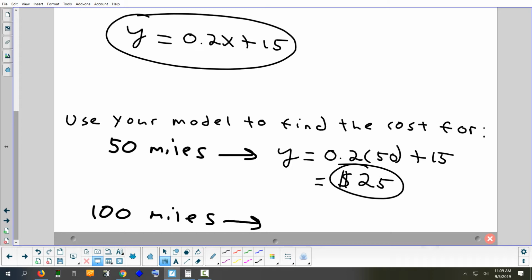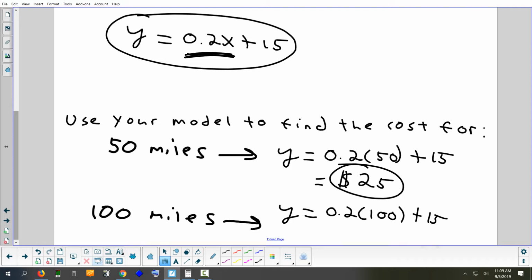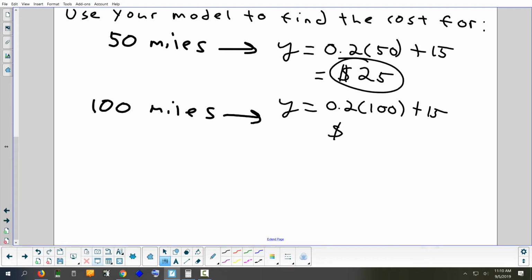Because not everything is doubled, right? Only part that's doubled is the mileage part. You don't double the 15. That's like a one-time fee you pay to rent the car. So y equals 0.2 times 100 plus 15. As Zach said, that comes out to $35. Any questions on that?